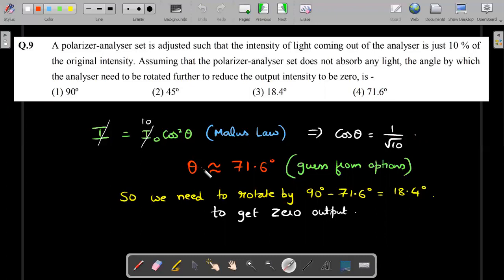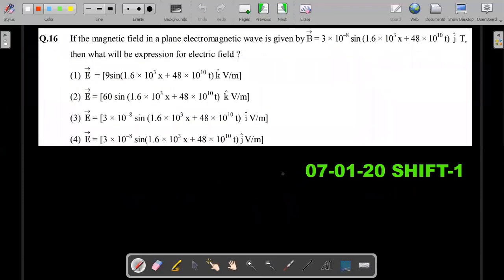This is theta, which is the angle between the pass axis and the polarization of light, right? In order to get 0 intensity, you need to make this angle 90 degrees. So if the angle is 71.6 and you want to make it 90, by what angle does it need to be rotated? Here's the catch. The angle further that needs to be rotated is 18.4. So by looking at these two complementary angle answers, you should have guessed the value from this particular cos theta. So the required answer after the catch is 18.4 and not 71.6. Okay, let's move ahead.